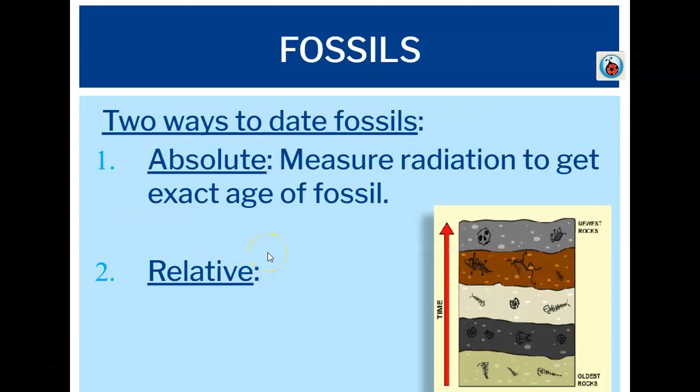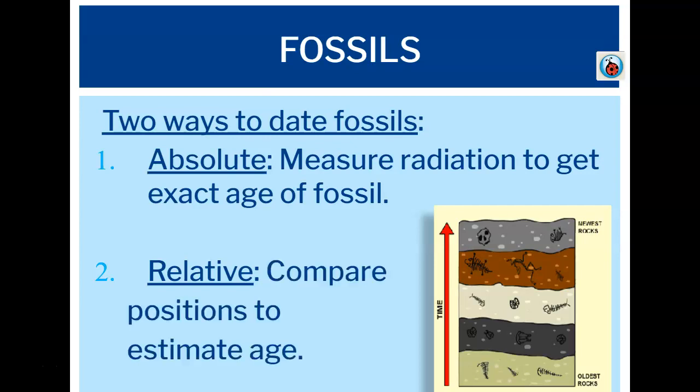There are two ways to date fossils, something called absolute dating and relative dating. Absolute dating measures radiation, like carbon-14, a radioactive isotope, to get the exact age of the fossil. Whereas in relative dating, here we're going to compare the position of the fossil to estimate the age of it. So we'll look at the fossil's position in sedimentary rock layers.